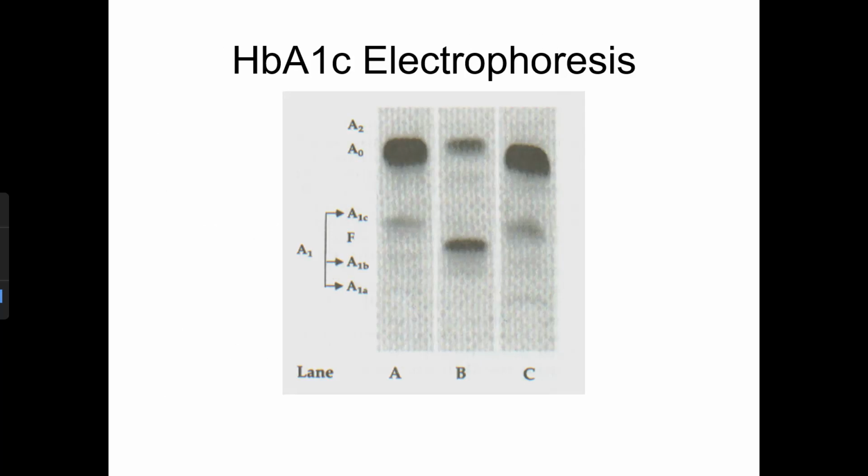Here you can see hemoglobin electrophoresis. And then we would use a densitometer to determine the density of the area, and we can do calculations to figure out the relative percentage.